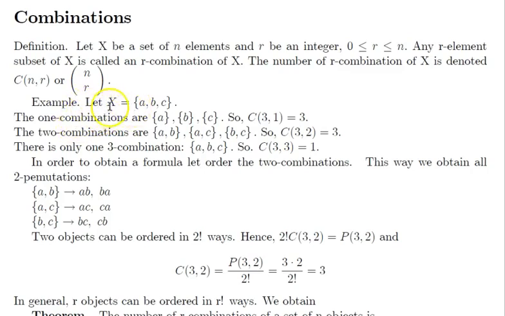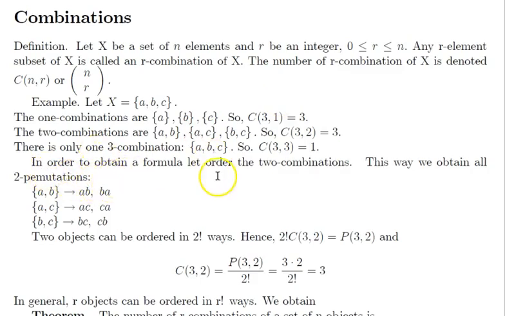Example, if X is the set of the letters A, B, C, then one combination is one of these one-element subsets. So C(3,1) is 3, C(3,2) is also 3. We have these two-element subsets, and there is only one 3-element subset. The 0-element subset is the empty set, so C(3,0) is 1.